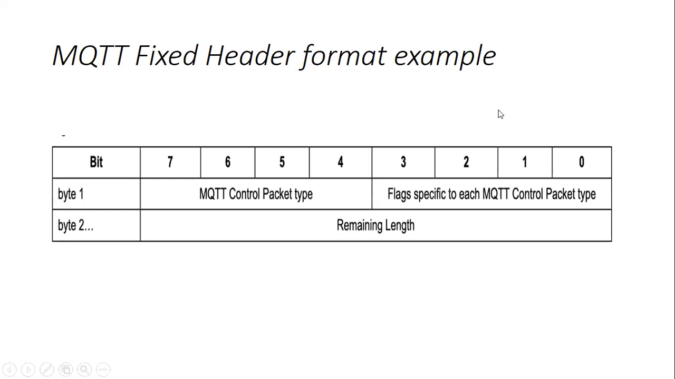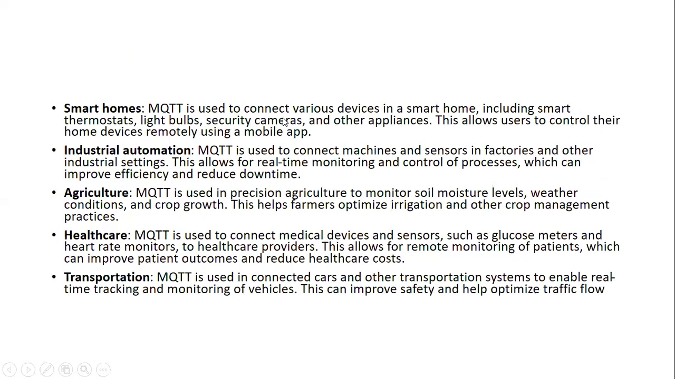Now this is the MQTT fixed header format example. These bits constitute the MQTT control packet type, and the remaining bits show flags specific to each MQTT control packet type, and the remaining bytes constitute the remaining length. We will discuss this MQTT fixed header format in detail in the next class.